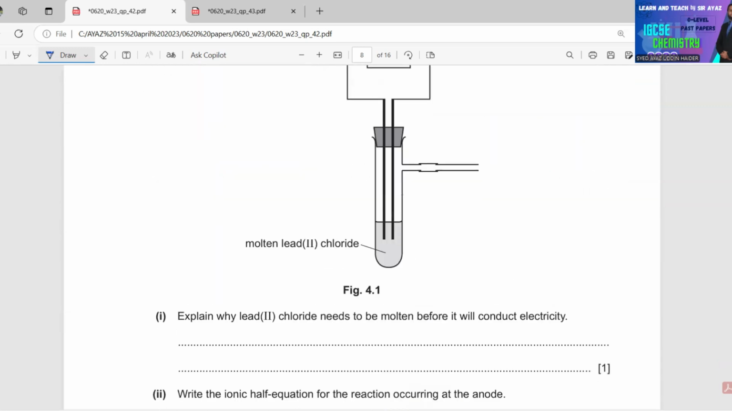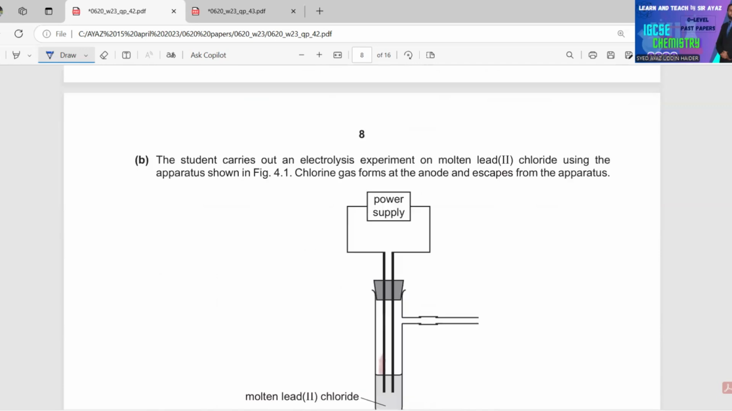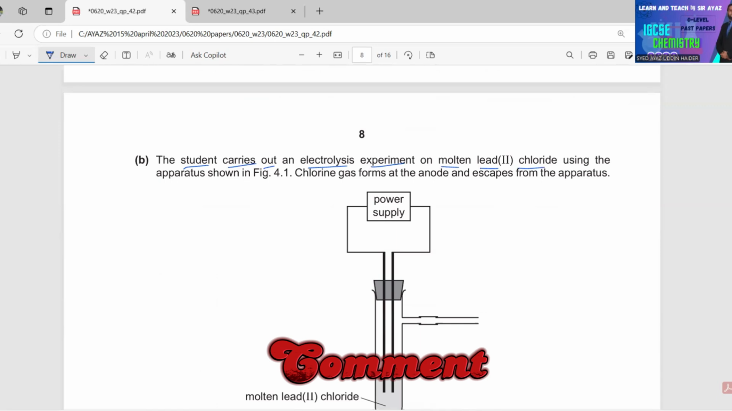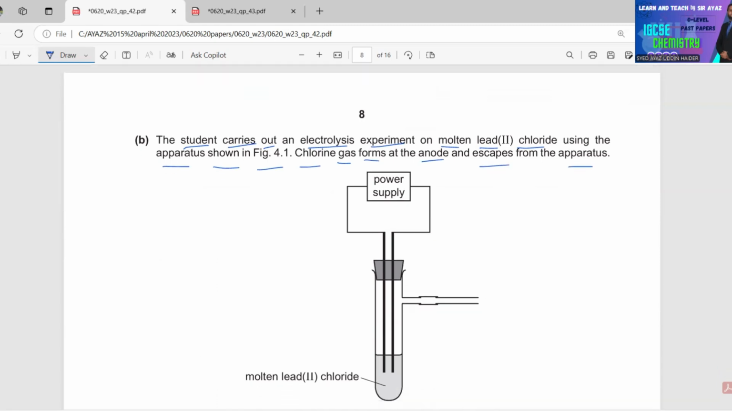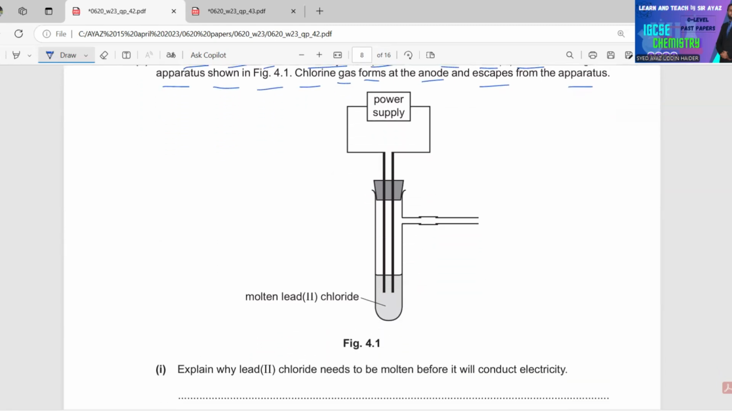Moving to next question, which is question number B. The student carries out an electrolysis experiment on molten lead(II) chloride using the apparatus shown in figure 4.1. Chlorine gas forms at the anode and escapes from the apparatus. So here's the apparatus. We have molten lead(II) chloride. Number one, explain why lead(II) chloride needs to be molten before it will conduct electricity.